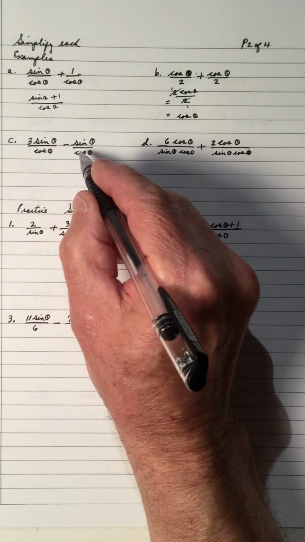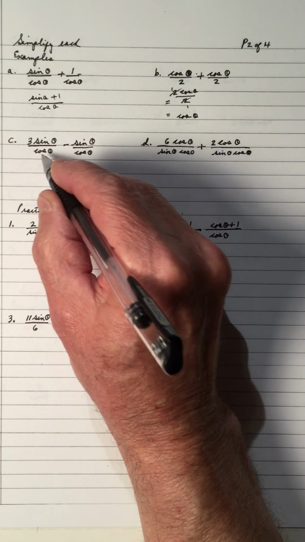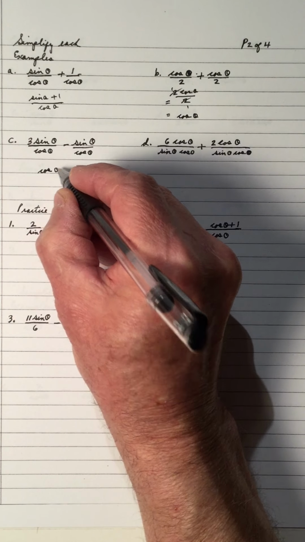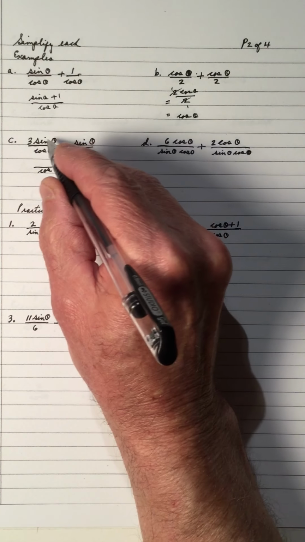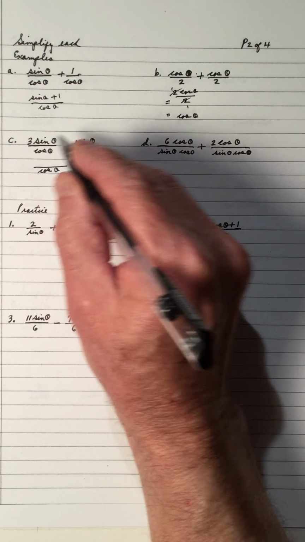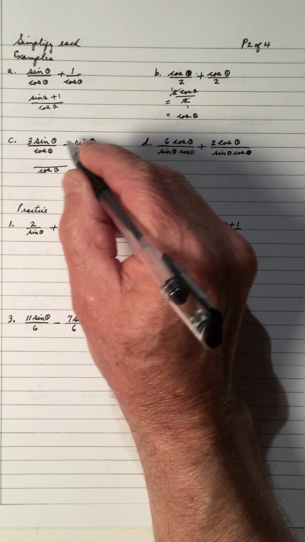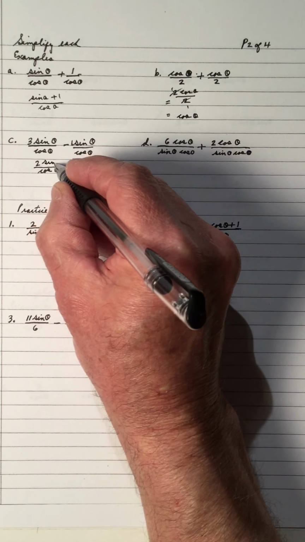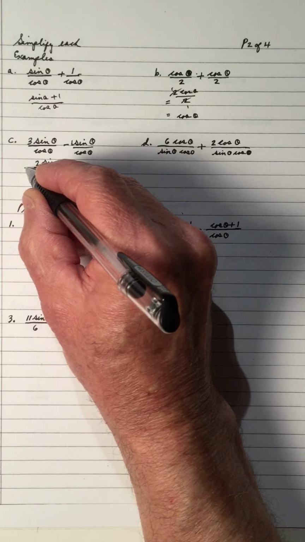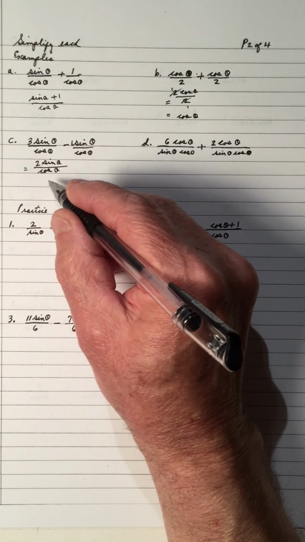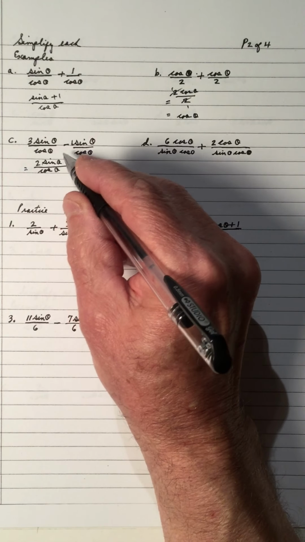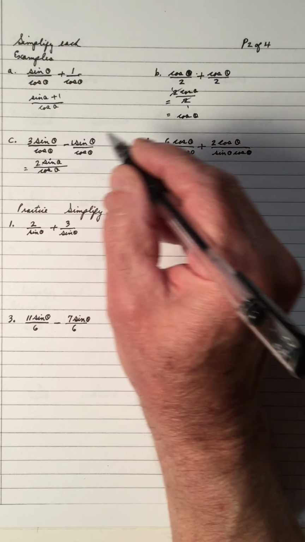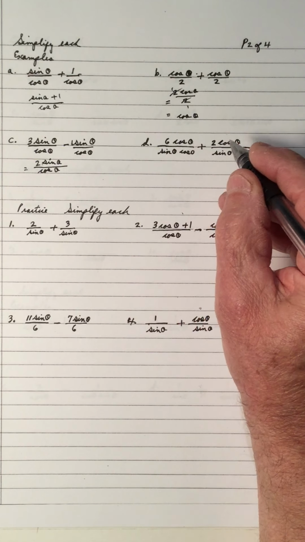C. Again, we're adding fractions. We need a common denominator, which we have. So the common denominator is cos theta. We write it down. And now we have 3 sine subtract sine. So 3 subtract 1 is 2 sine. And later on, when we do more videos on the trig expressions, we'll be able to simplify this a little bit further, but for now, let's leave it like that.